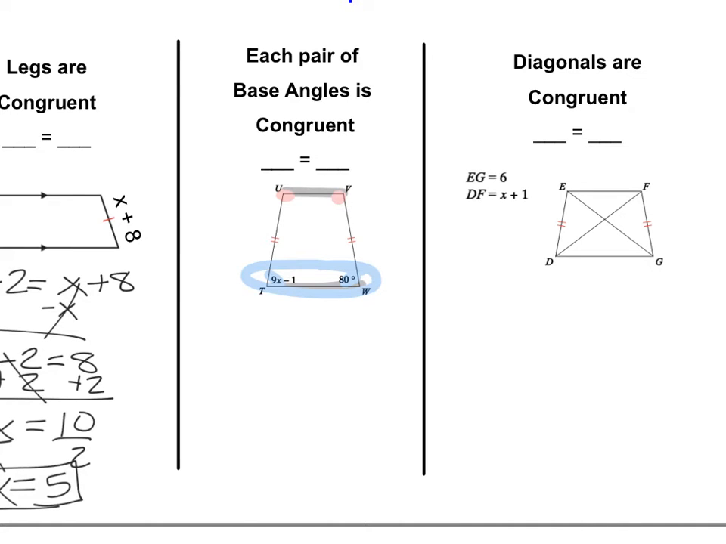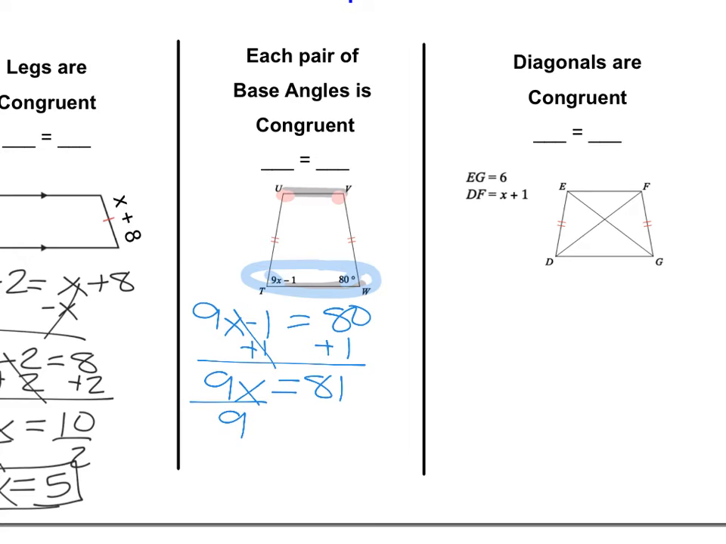So if I'm asked to solve, I'm going to set these equal to each other. So I have 9x minus 1 is our first angle, and that's equal to 80. So I'm going to add 1 to both sides. So I have 9x equals 81. Divide by 9. X equals 9. All right, so again, base angles are congruent. So the angles on the same base are congruent to each other.